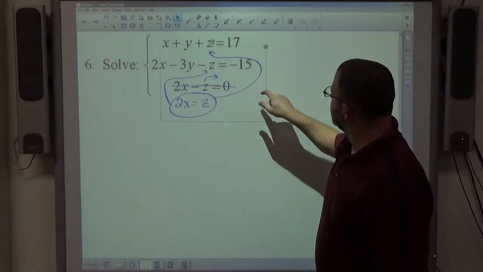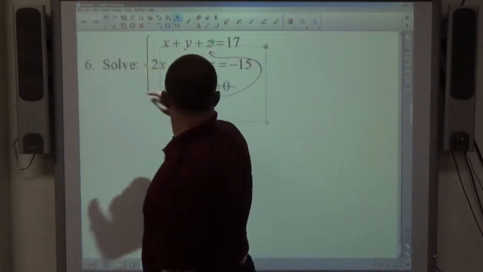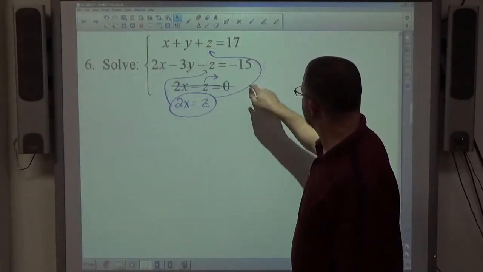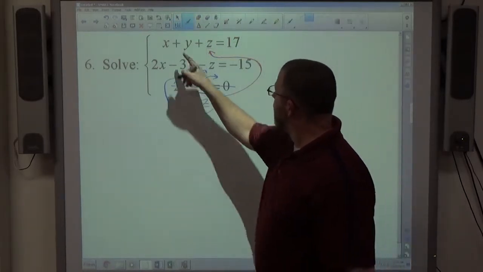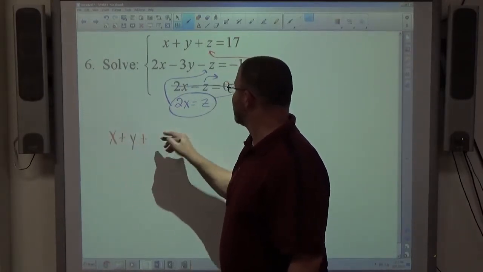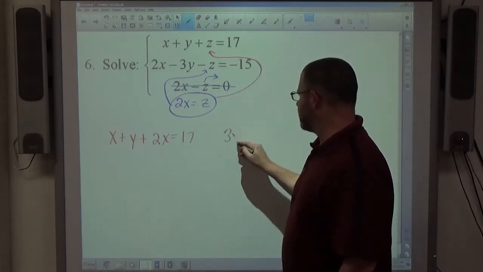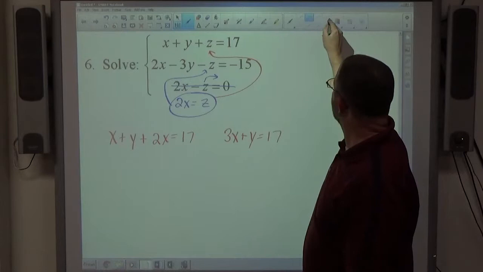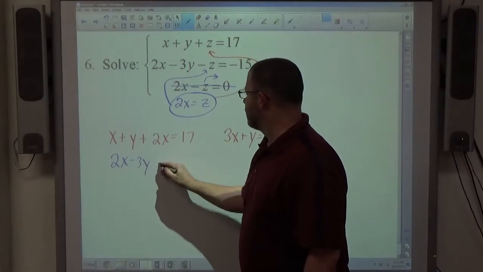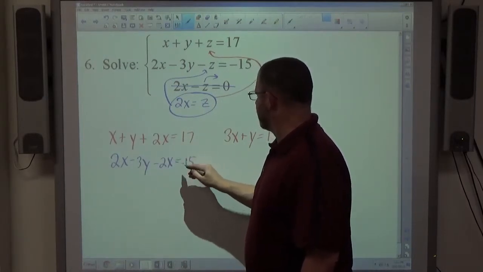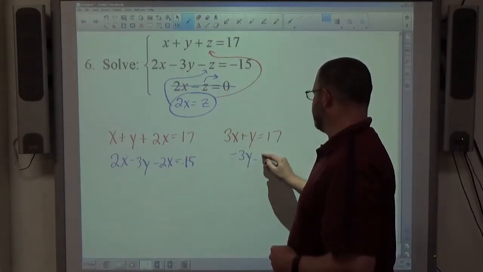So the top equation in red. I'm going to get x plus y plus, instead of z, I'm going to put 2x is equal to 17. And that becomes 3x plus y is equal to 17. Going to the middle equation, I get 2x minus 3y. Instead of minus z, I put minus 2x is equal to negative 15. And if I combine like terms there, the x's actually cancel. They're going to be negative 3y is equal to negative 15.